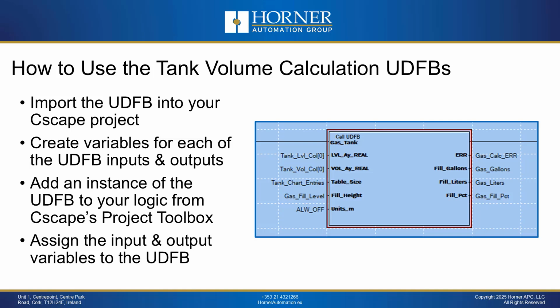Each time you add one of those function blocks to your logic, let's say you have 6 tanks and you want to add this function block 6 different times, you have to assign a unique name to that instance of the function block. So if you had 6 tanks labeled A through F, you might name them tank A, tank B, tank C, tank D, and so on. But each UDFB instance has a unique name.